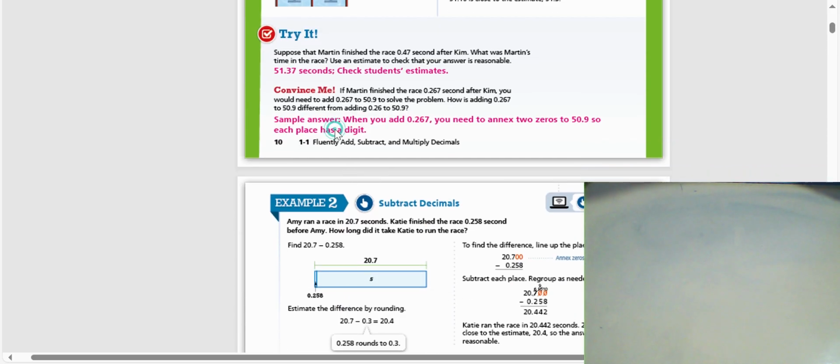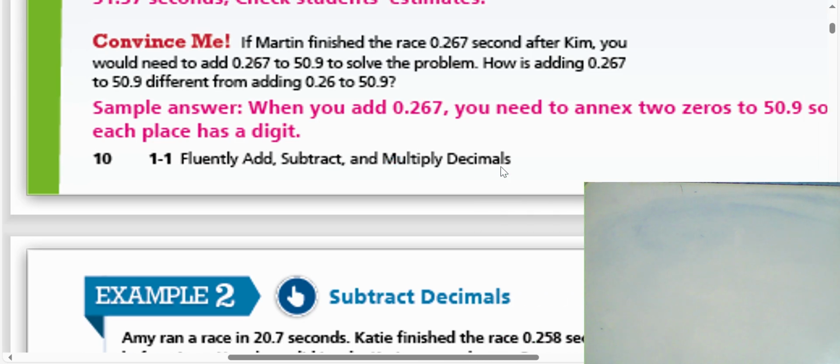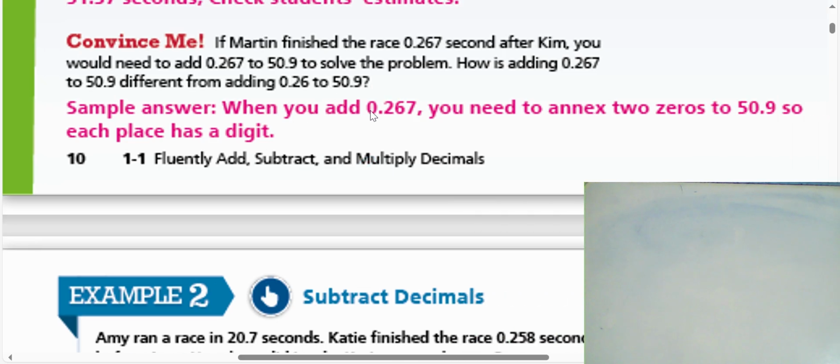It asks if Martin finished the race 0.267 seconds after Kim. You need to add 0.267 to 50 and 9 tenths to solve the problem. How is adding 0.267 to 50 and 9 tenths different from adding? Okay, the answer in this example: when you add 0.267, you need to annex 2 zeros to the other number.